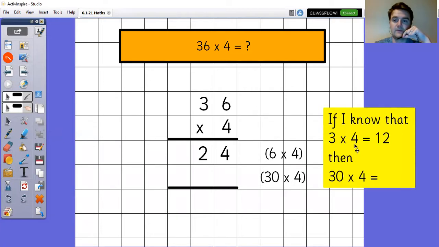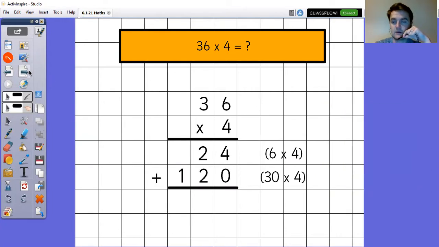Now I know that 3 times 4 is 12. So I must also know that 30 times 4 is 120, which comes in here. Just as I did with the last one, I need to add them together. I know that 4 plus 0 is 4, 2 plus 2 is 4, 1 plus nothing is 1. So again, that gives me the answer 144.